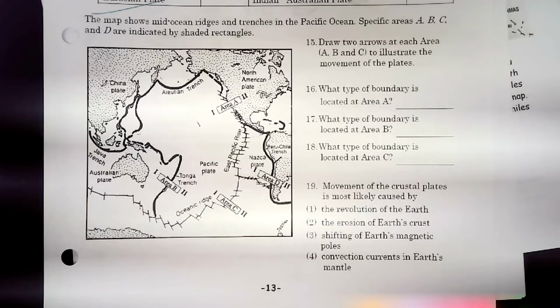Now, if you don't have this memorized, go to your reference table. Look at all the divergent plate boundaries. Here's one. There's one. There's a big one. All of those are what? Everybody grab your reference table. They are all ridges. So every single divergent plate boundary is a ridge.